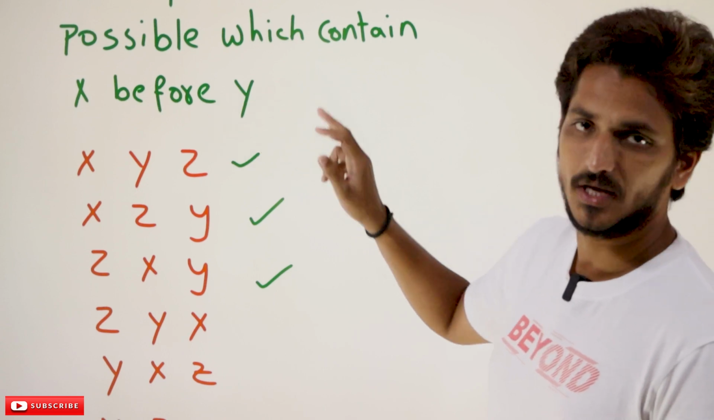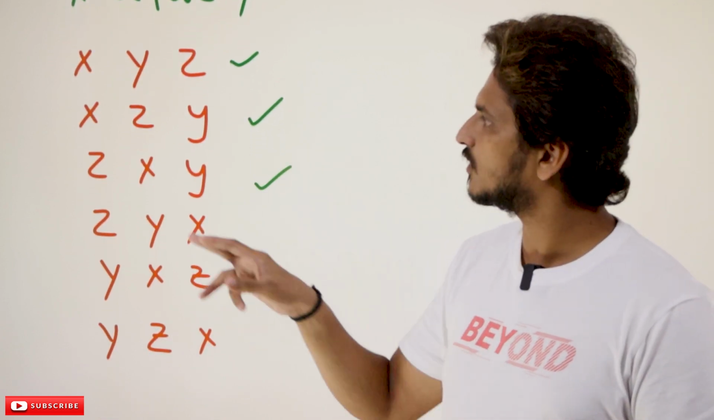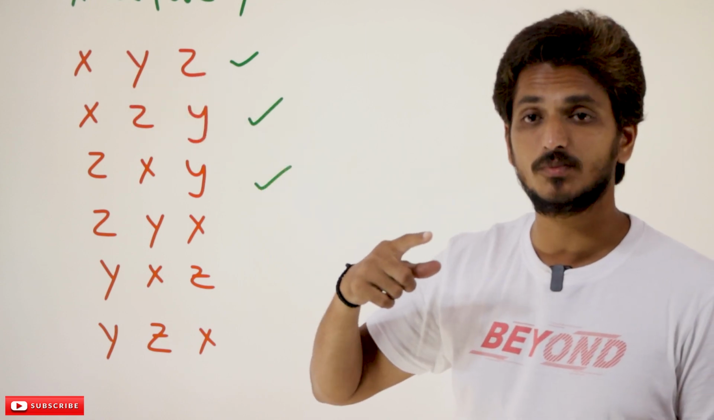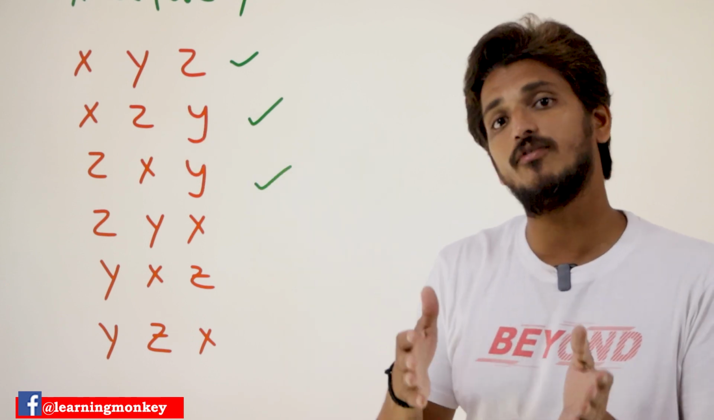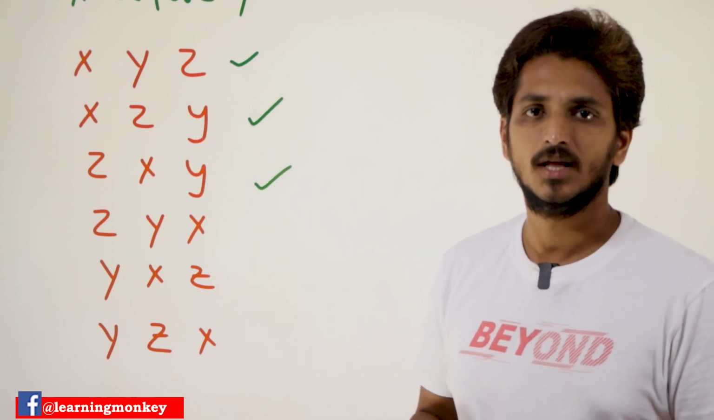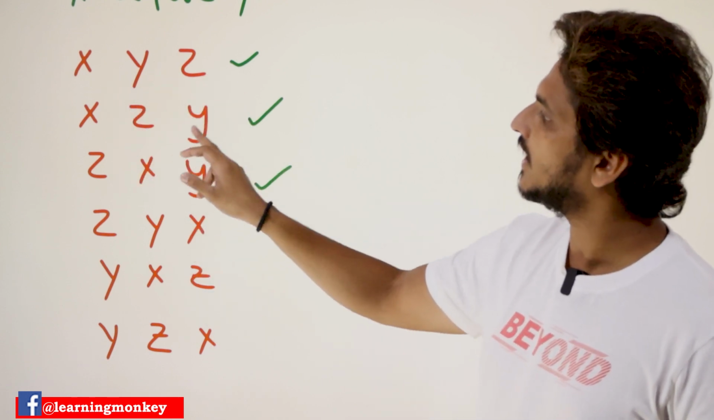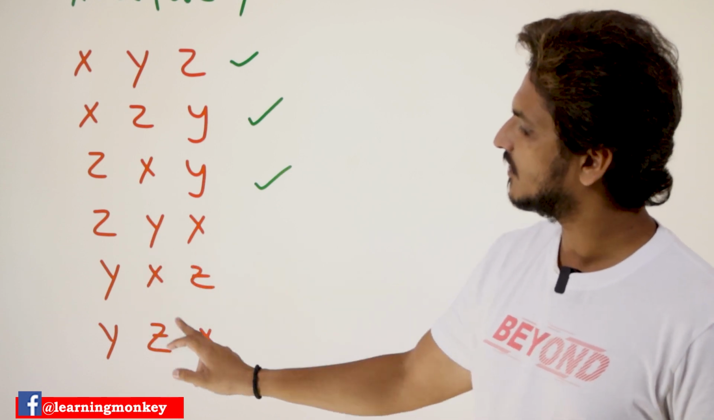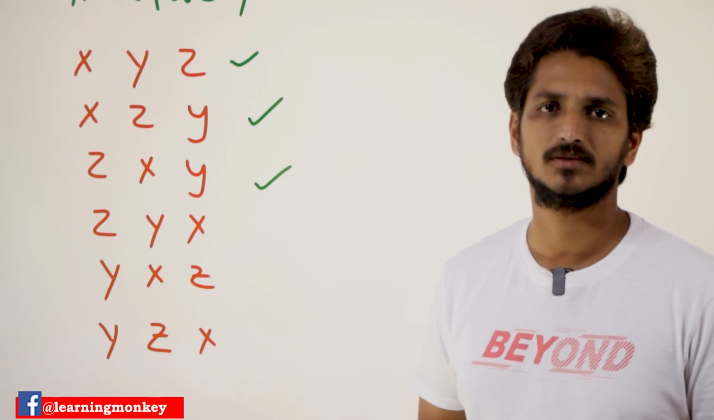X before y means, see here, three characters are there. What are those? X, y, z. What are the total permutations that are possible? Three characters can be placed in three positions in 3 factorial ways. Those permutations are xyz, xzy, zxy, zyx, yxz, yzx. Total 6 possibilities are there, 3 factorial ways.